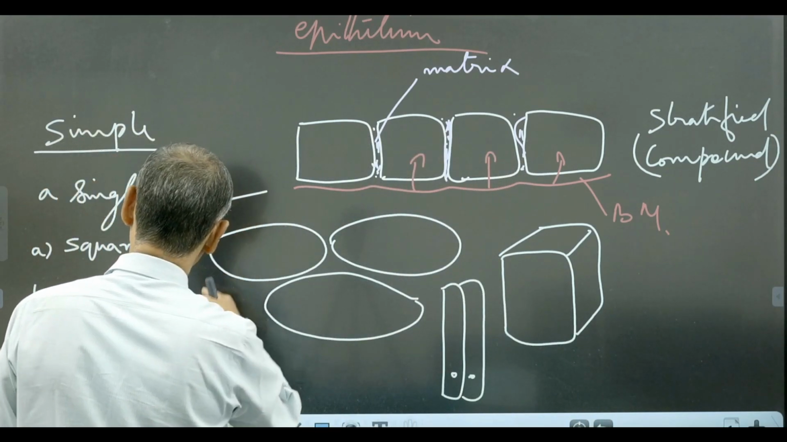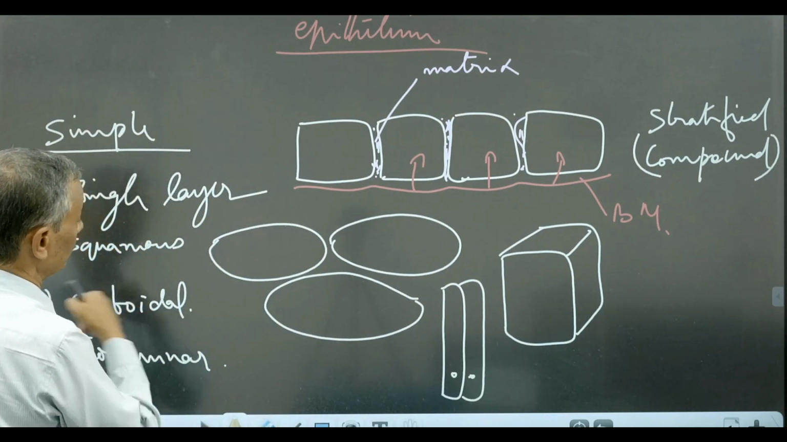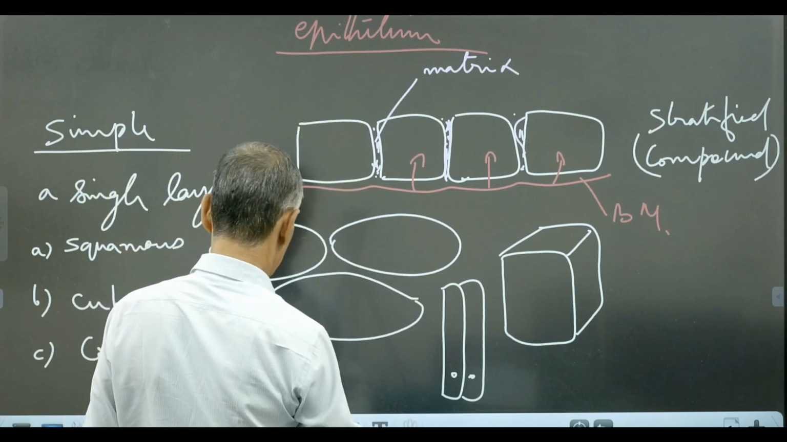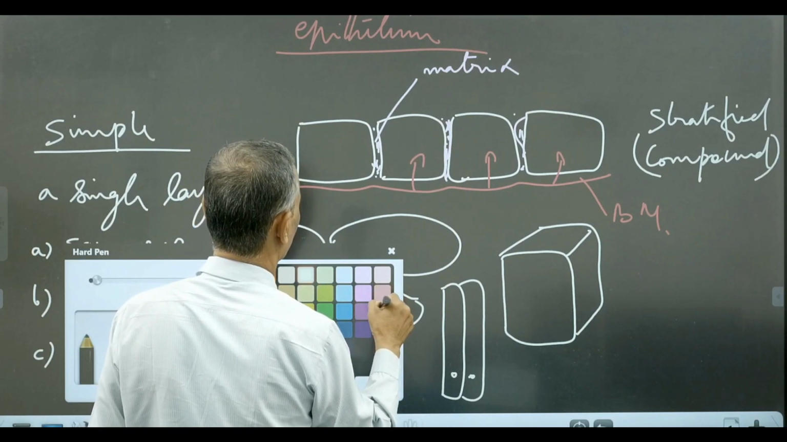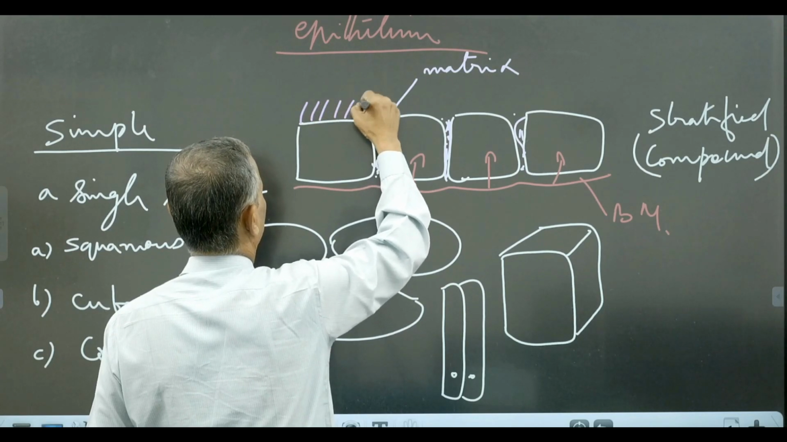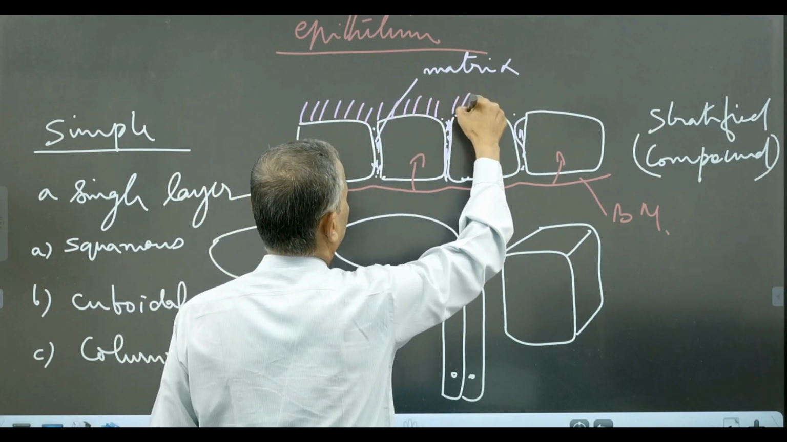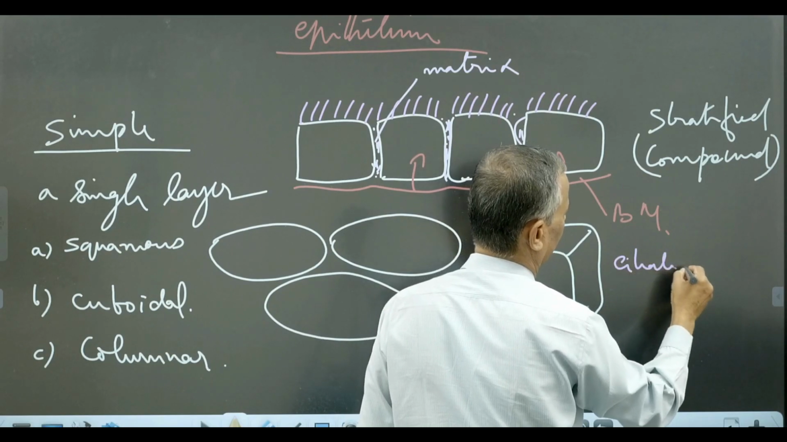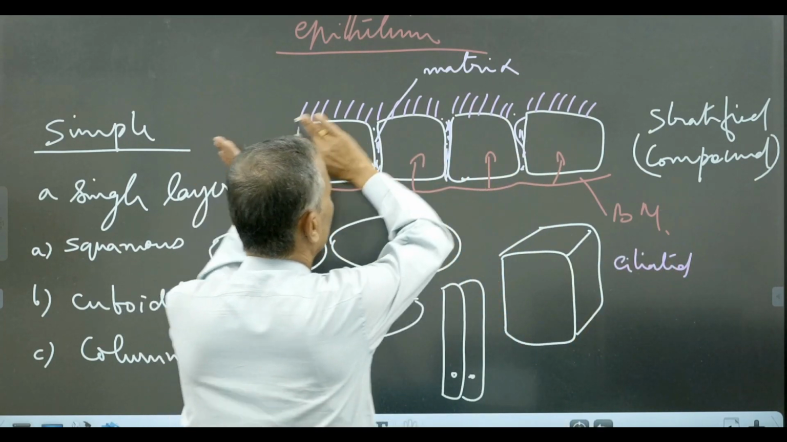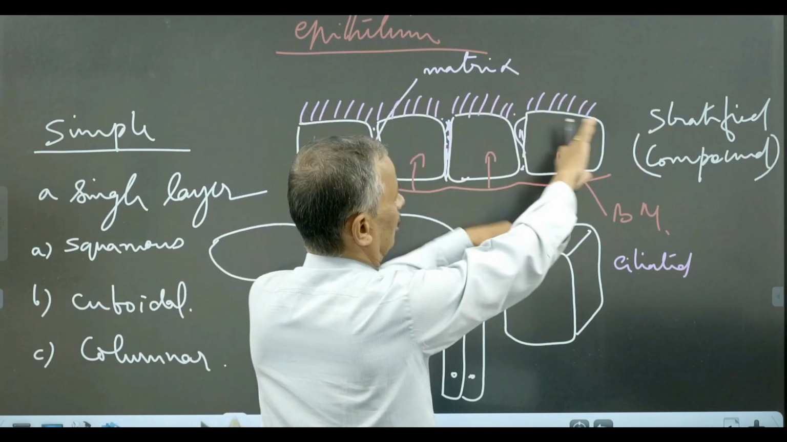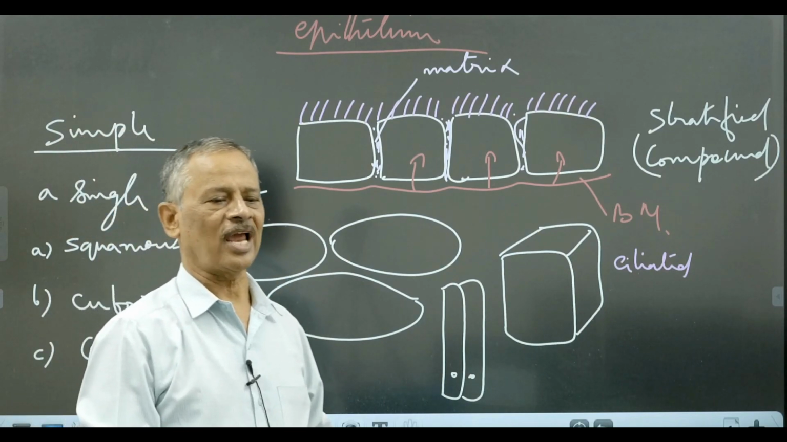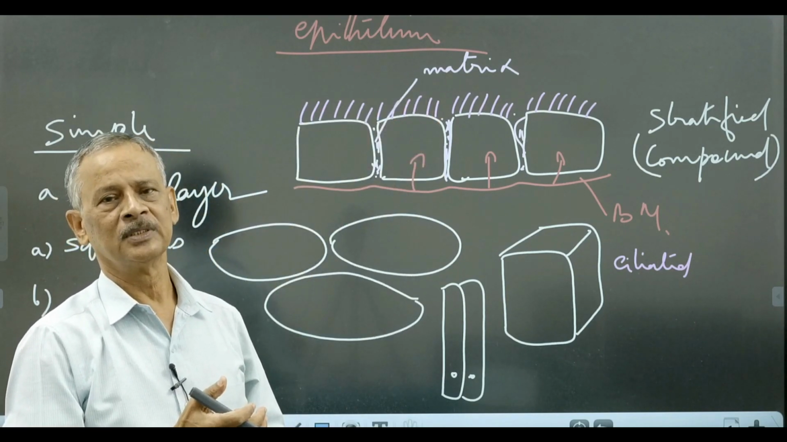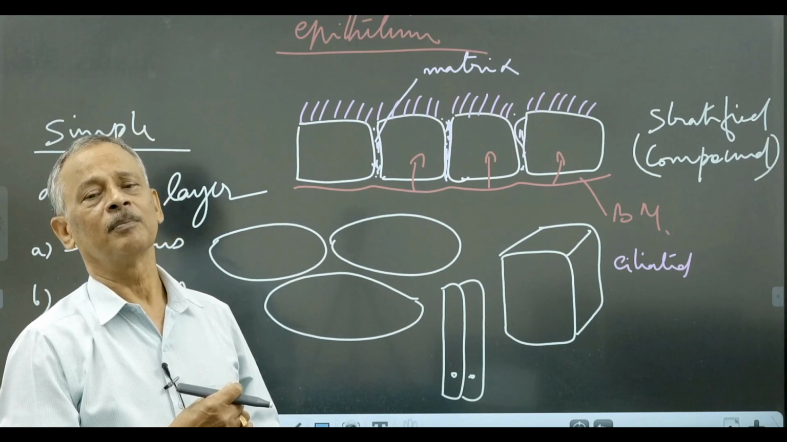Among these three, the cuboidal and columnar may have some modifications. For example, on their free surface, they may sometimes have small hair-like structures which are called cilia. Now, these ciliated cells will be helping in the movement of something towards one direction. The coordinated action of the cilia will be helping in pushing something in one direction. That is why cilia are present.